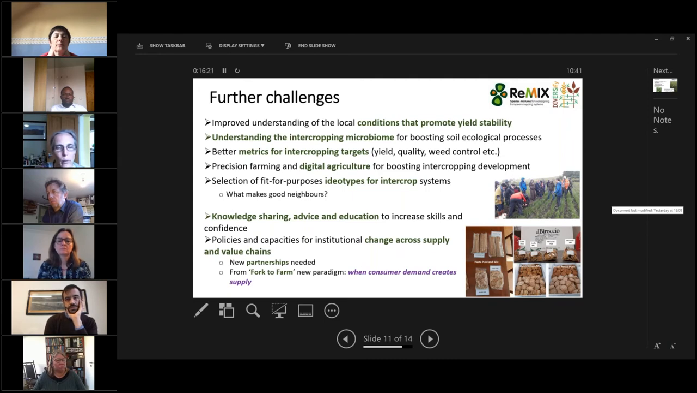and also to create the infrastructure that facilitates the adoption of intercropping when it is a way forward for a particular farmer, through policies and through institutional capacities that promote change across the supply and value chains. Also making sure that consumers are aware of these farming approaches, which might enable them to create demand for products that come with a smaller environmental footprint. An example shown here on the right has come from the Diversify project. It's a cereal-based product, I admit, but it shows how one of our partners has developed pasta and biscuit products from wheat, based on the fact that they were produced in an intercropping system with faba bean.